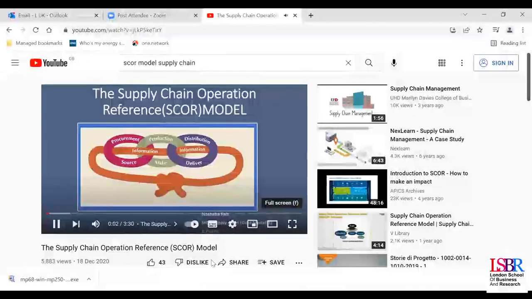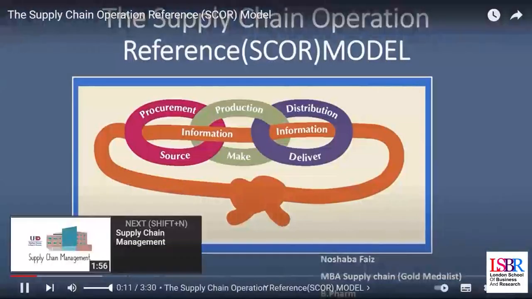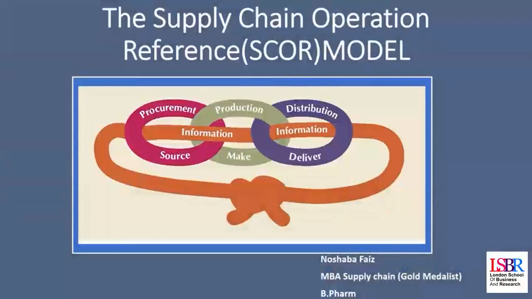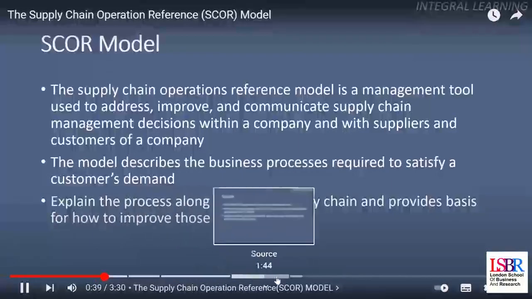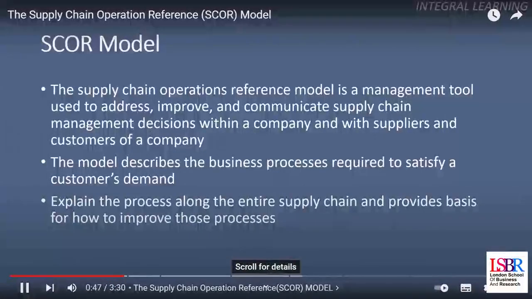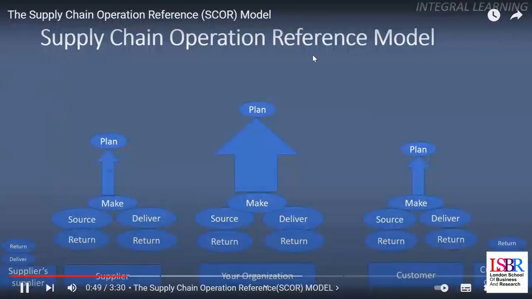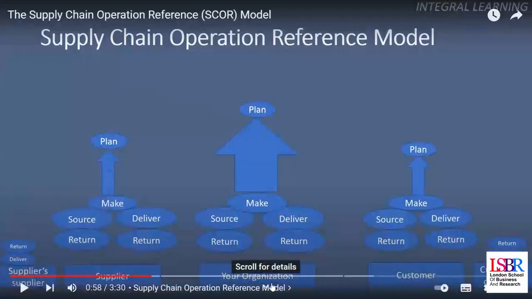In this discussion of supply chain, I will describe one of the most widely accepted and used process-oriented models, the Supply Chain Operations Reference Model, or the SCOR model. The Supply Chain Operations Reference Model is a management tool used to address, improve, and communicate supply chain management decisions within a company and with suppliers and customers of the company. The model describes the business processes required to satisfy a customer's demands. It also helps to explain the processes along the entire supply chain and provides a basis for how to improve those processes. Here we can see that supply chain operations reference models belong to all stakeholders, from suppliers to manufacturers to customers.